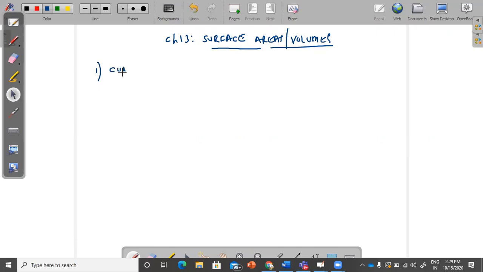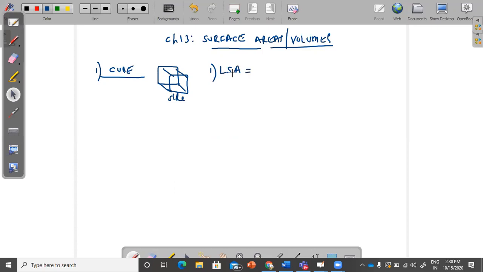So I'm revising the formulas with you once again, because it is important that we know the formulas before we proceed to the questions. So first of all, we have to understand what a cube is. A cube is a figure in which all sides are equal. So this is the side of the cube. And we talk about two areas, right?